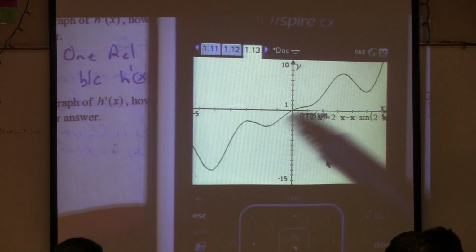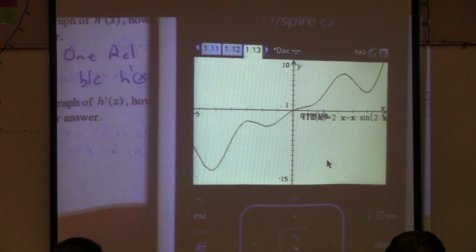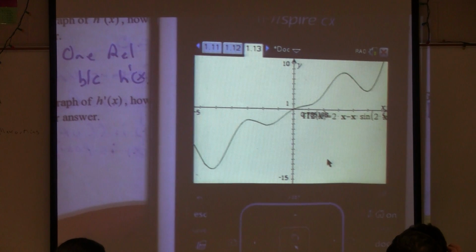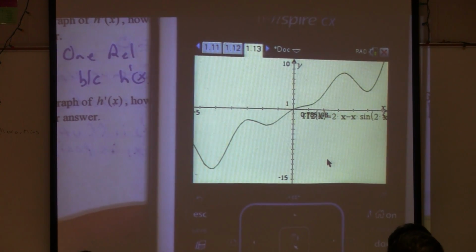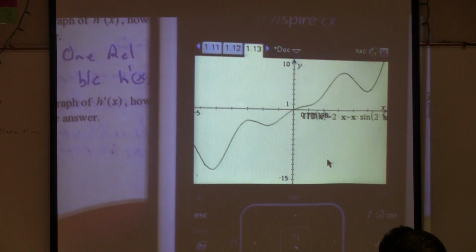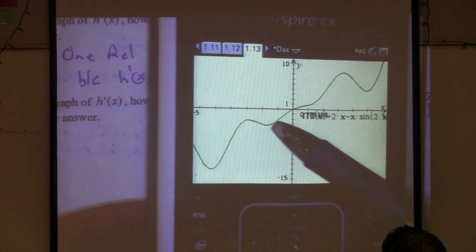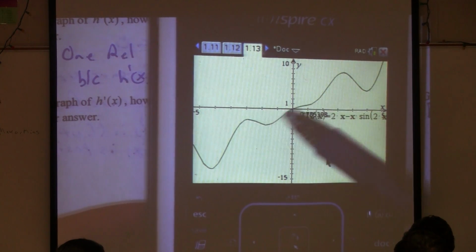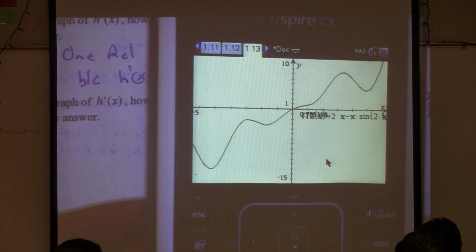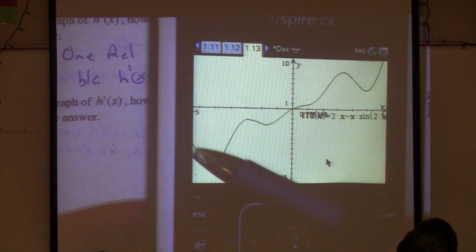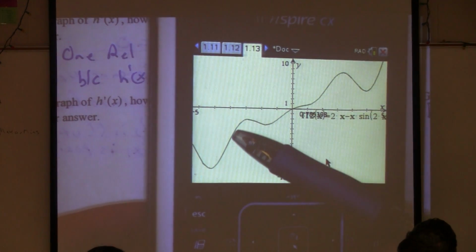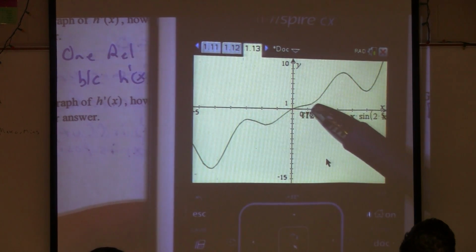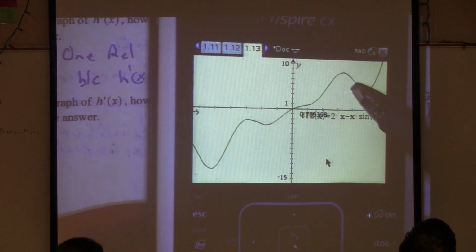It has to change. It would have to change from what to what? Change sign, from increasing to decreasing or decreasing to increasing. So here, is there any change? This is just constantly increasing, so there won't be a max there. Here there's a min because it's decreasing and then increasing. Increasing, decreasing, decreasing, increasing, increasing, decreasing.